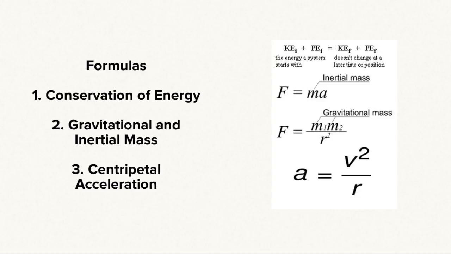The second formula is gravitational and inertial masses. As you can see, inertial mass is equal to mass times acceleration, whereas gravitational mass is equal to the mass of one object times the mass of a second object divided by the radius of the larger object. The third formula is for centripetal acceleration. This formula states that centripetal acceleration is equal to the velocity squared divided by the radius.